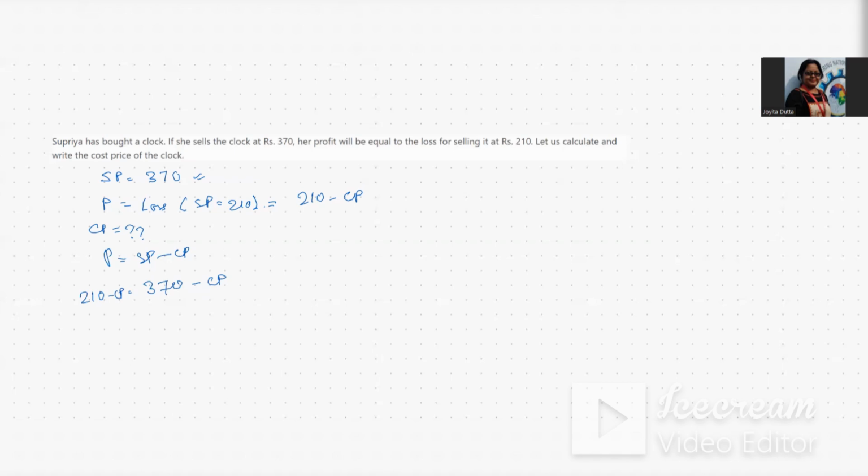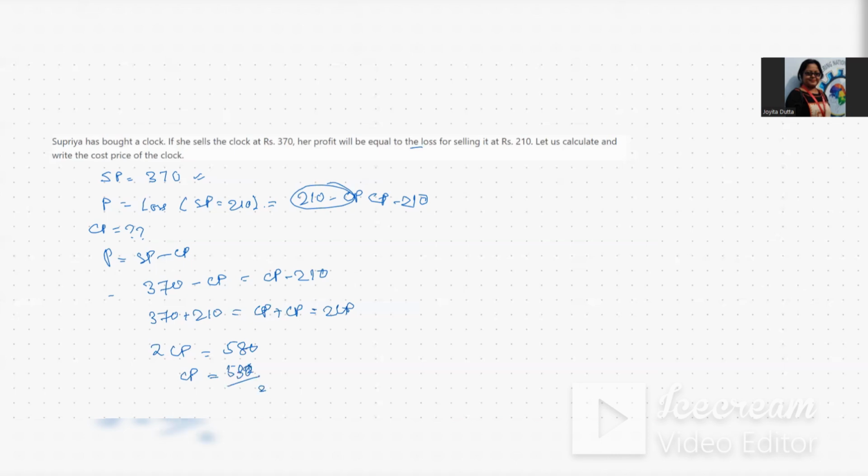So here I have a loss. If it was being sold at 210, it is a loss, so it is nothing but CP minus 210. So this is equal to CP minus 210. So here what will I have? 210 comes this way, so 370 plus 210 is equal to CP plus CP, that is equal to 2CP. So 2CP is how much? 2CP is equal to 580. So what is the cost price? 580 divided by 2, so it is 290. So cost price is 290.